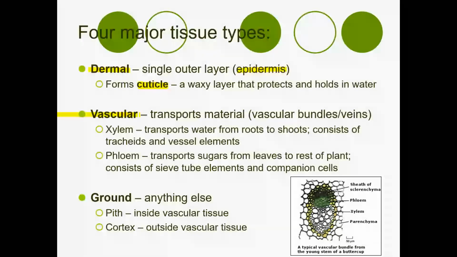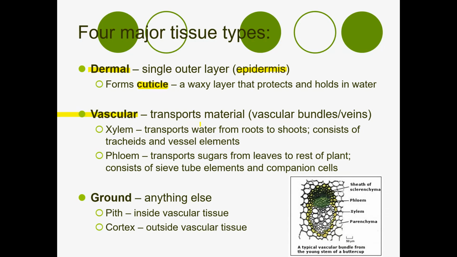Another tissue is the vascular tissue, which we've already kind of talked about a little bit. Vascular tissue is all about transport. We have xylem, which carries water, and phloem, which carries food. Okay, we'll talk about that more in plant transport.